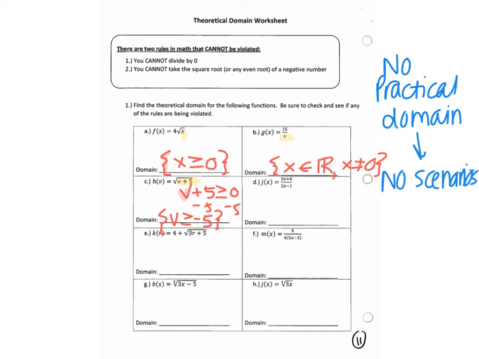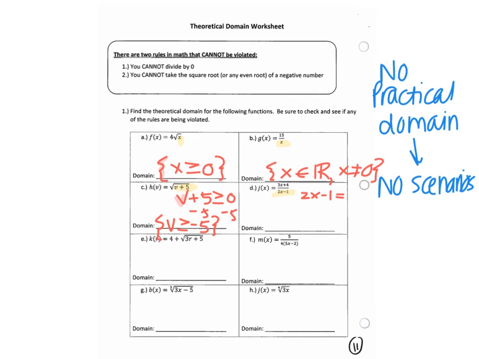Here, I can't divide by 0. When 2x minus 1 is equal to 0, I'm going to be dividing by 0. So I need 2x minus 1 to not equal 0. So if I add 1, and if I divide by 2, I get that x cannot equal a half. So x can be anything as long as it's not a half, because if it's a half, then I'm going to be dividing by 0.